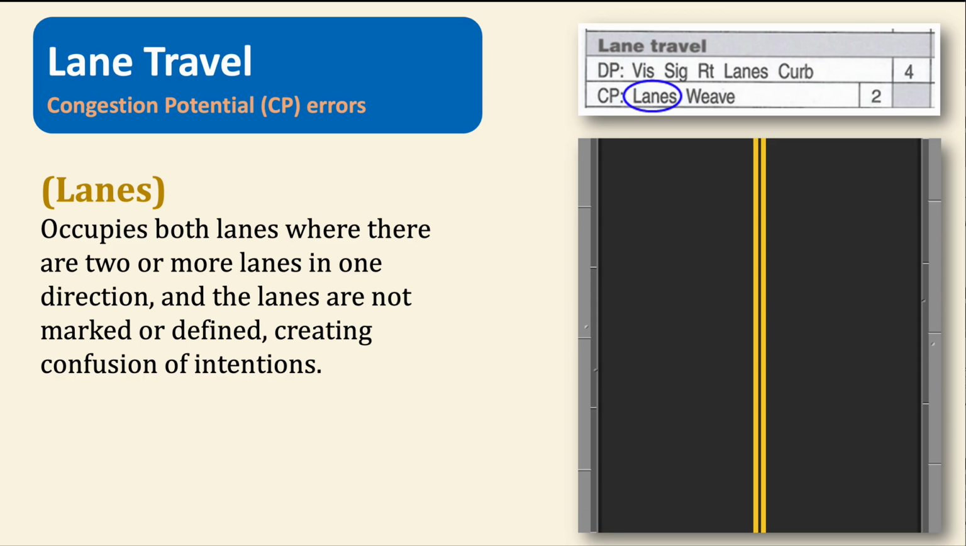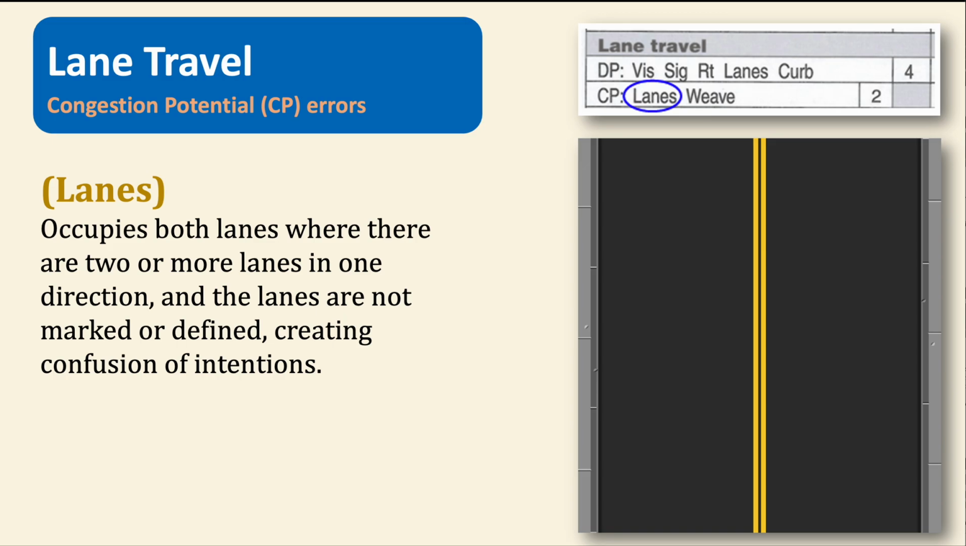Now the 2-point lanes variety is anytime an applicant occupies both lanes where there are 2 or more lanes in one direction, so the road is very wide, and the lanes are not marked or defined, creating confusion of intentions. That's a lot of fancy words to describe this. Keeping too far to the right when you should be driving closer to the center line. Or even if you're riding right down the middle of this.